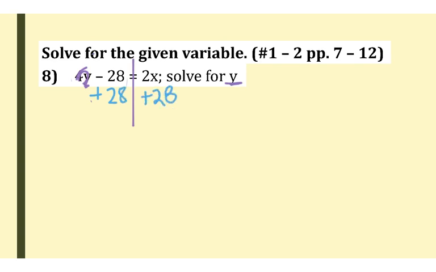Again, these are not like terms. So I'm going to have 4y equals 2x plus 28. I cannot do anything else with that. Next, I'm going to get y by itself by dividing by 4.